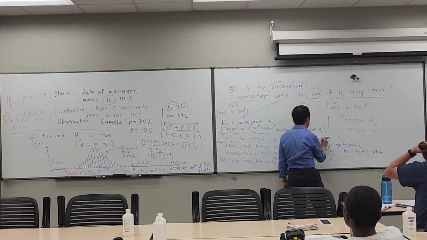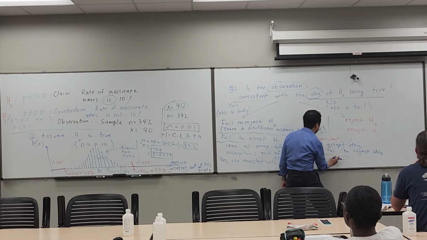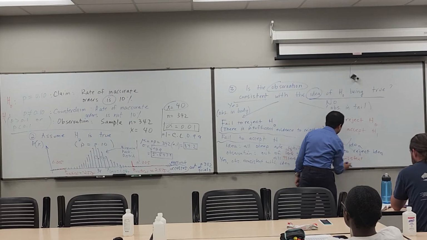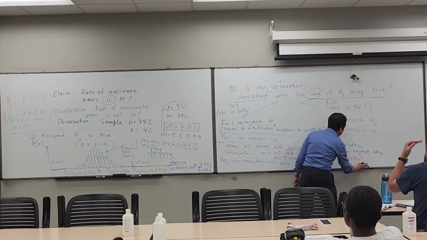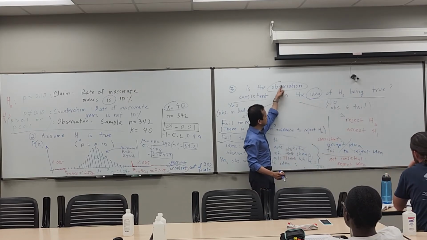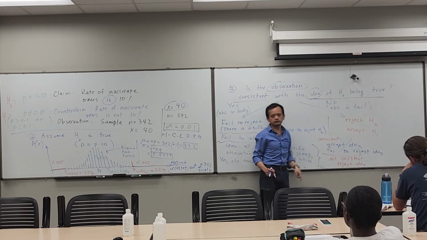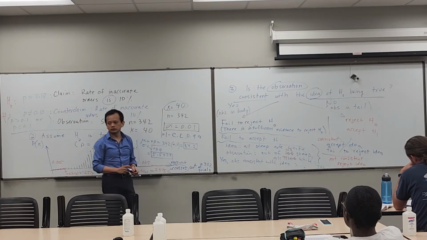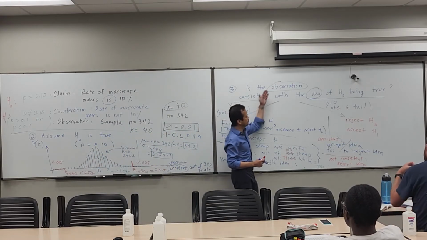So this is if the observation is consistent. If the observation is not consistent, you can go ahead and reject your idea. So that's all we're doing here in hypothesis testing. If the observation is not consistent with this idea that H0 is true, then we reject H0. Okay, any questions? So it all boils down to whether the observation is consistent with the idea or not.